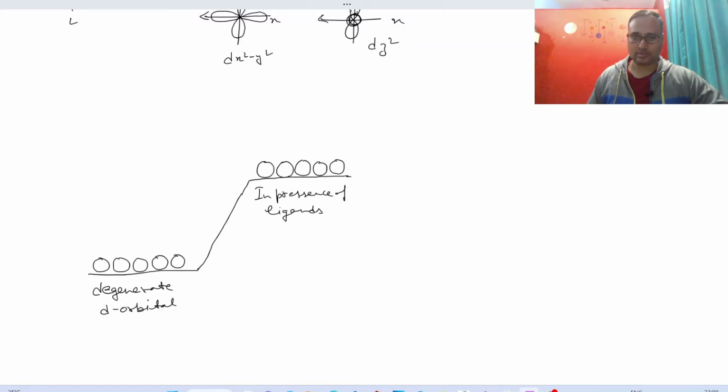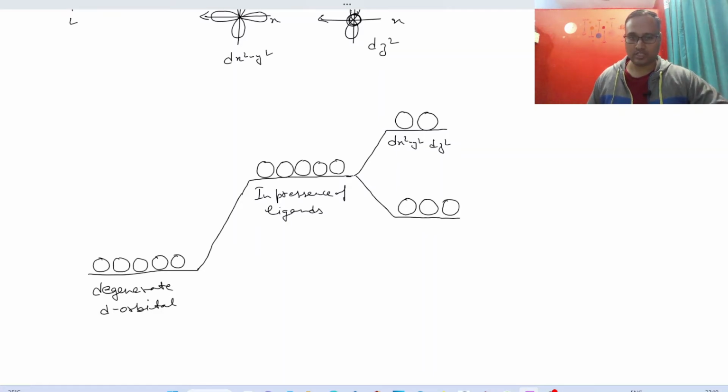When the ligands further approach the metal ion, these five degenerate d orbitals split up into a set of two orbitals and a set of three. Two of them, dx square minus y square and dz square, whose lobes are lying along the axes, feel greater repulsion, so their energy rises up and they go upwards. The other three, whose lobes are lying in the plane, feel slightly less repulsion compared to dx square minus y square and dz square, so they are represented in the downward direction.